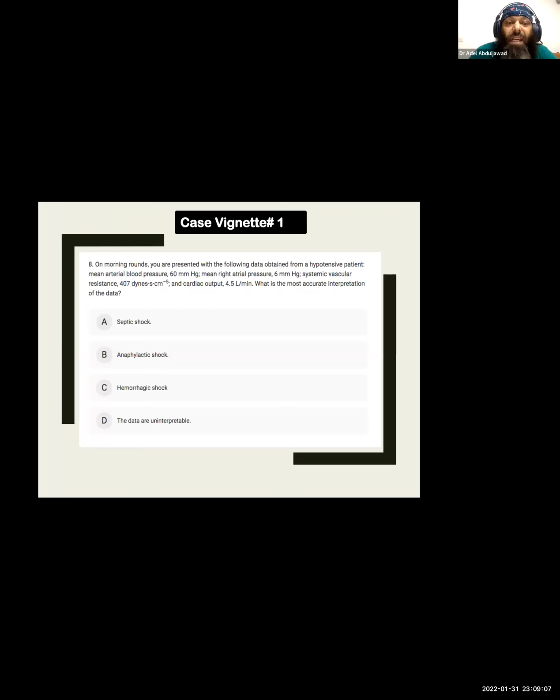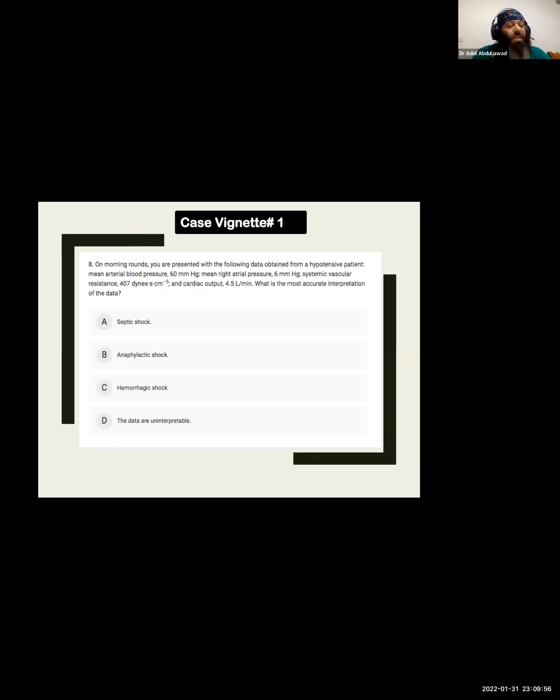In the morning round, you are presented with the following data obtained from a hypotensive patient. The MAP is 60 millimeters of mercury. The mean right atrial pressure is 6. The systemic vascular resistance is 407. The cardiac output is 4.5 liters per minute. So those are the hemodynamic data.